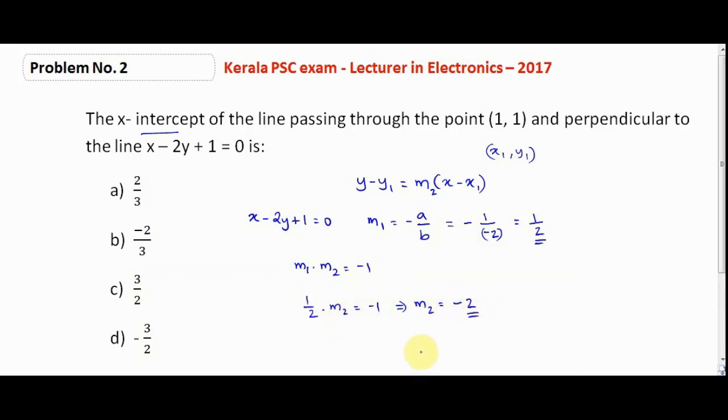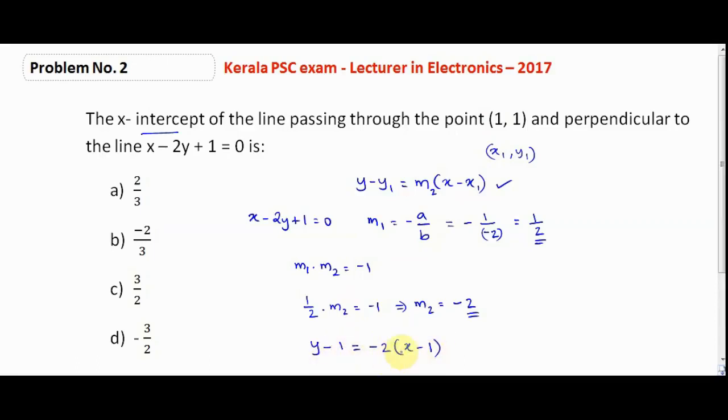Now we know one point on the line, that is 1, 1, and also we know the slope of the line, that is minus 2. So let's write down the equation using point slope form. The equation of the line will be y minus y1, so y1 is 1, y minus 1 equal to m2, m2 is minus 2, so minus 2 into x minus x1, x1 value is 1, so x minus 1. So this is the equation of the line.